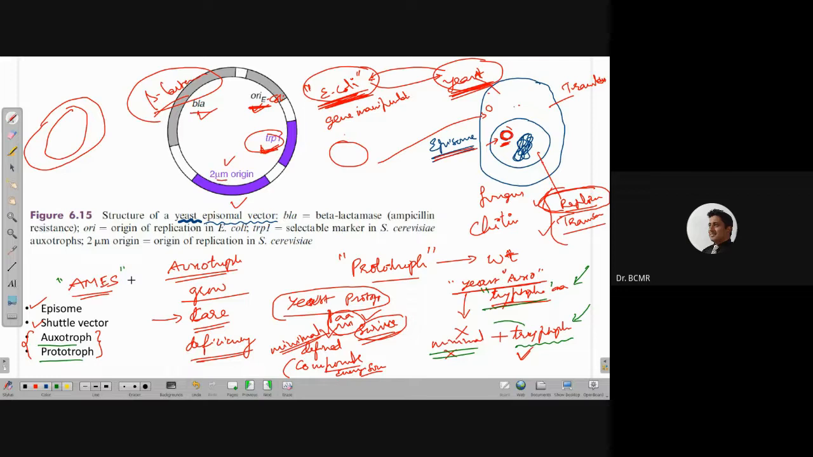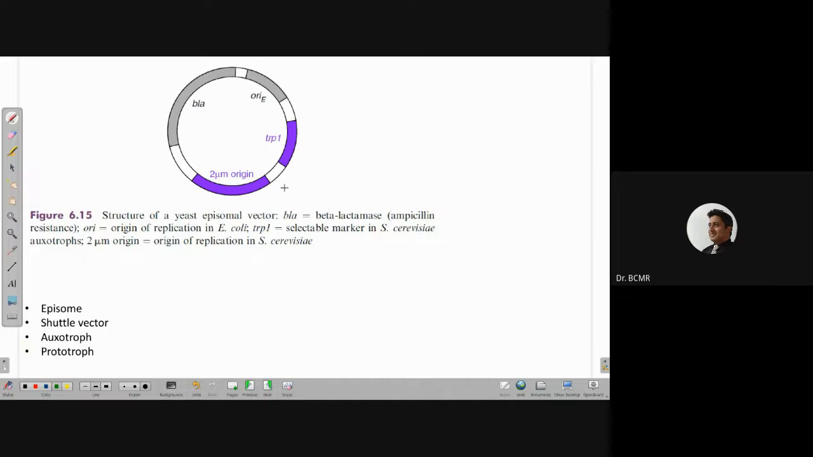So what I'm going to do now is erase this. I'm going to show you how this is used as a selectable marker. You take a yeast auxotroph, which I will write as TRP minus. That means it cannot synthesize tryptophan. This is the host cell that you're taking. Assume you are cloning your gene and then you want to use it in yeast. You have made a recombinant DNA clone in E. coli, and there you have done transformation. This is E. coli.